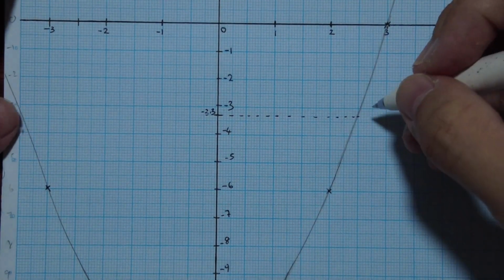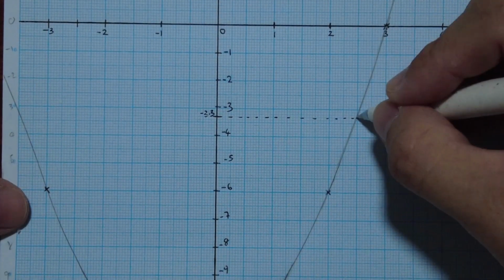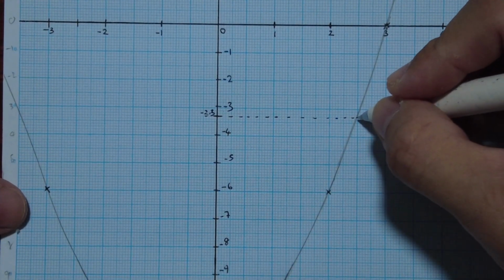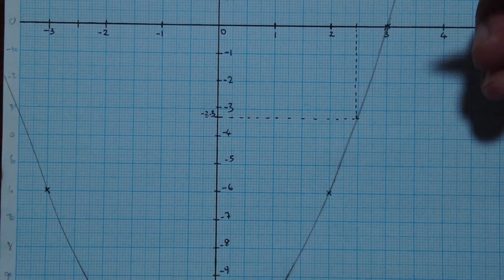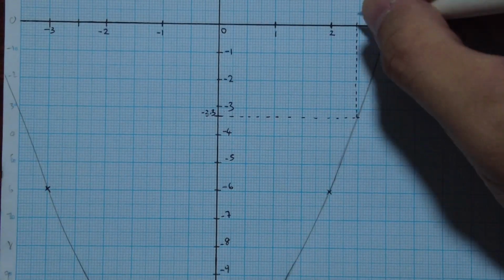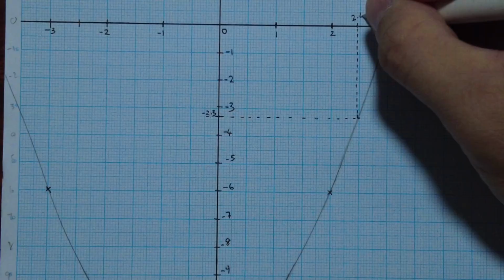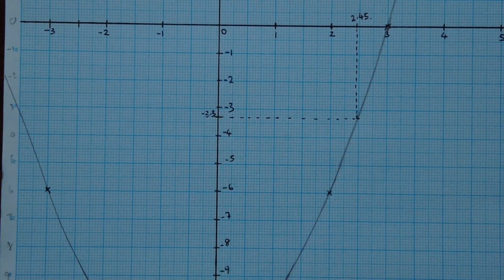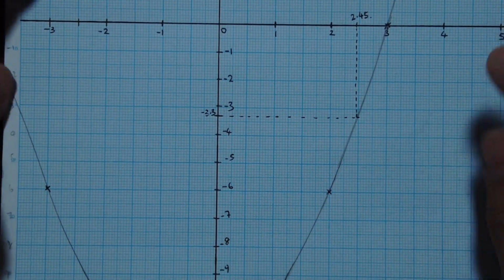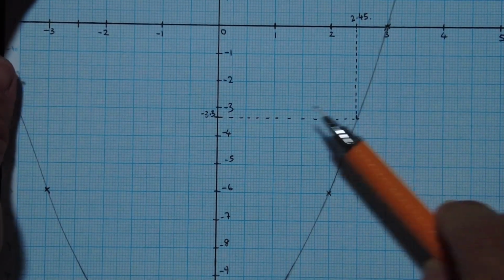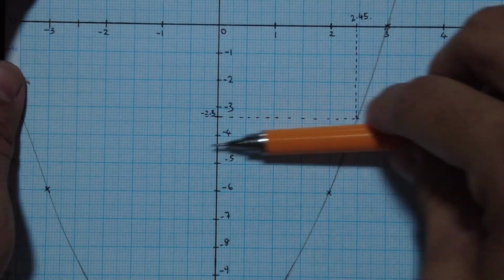Once you have projected across and it reaches the graph, then you can project upwards towards your x-axis. It'll be here. So this is 2.45. As it says, estimate, so you don't have to be too picky about it. But very important, draw out the dotted lines so that we know.